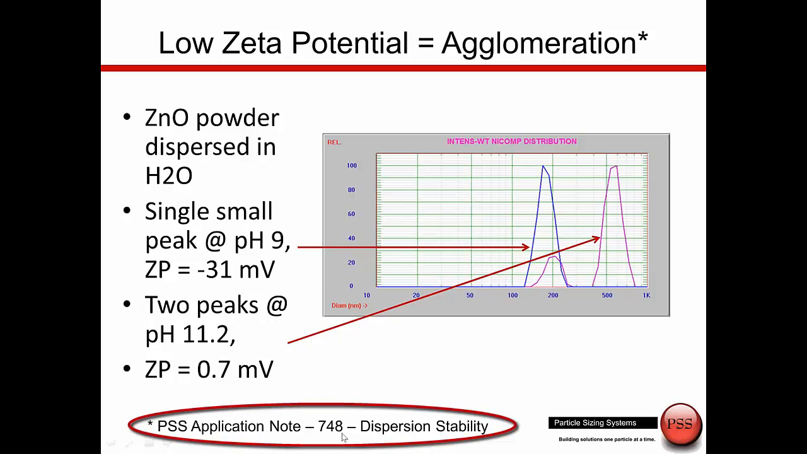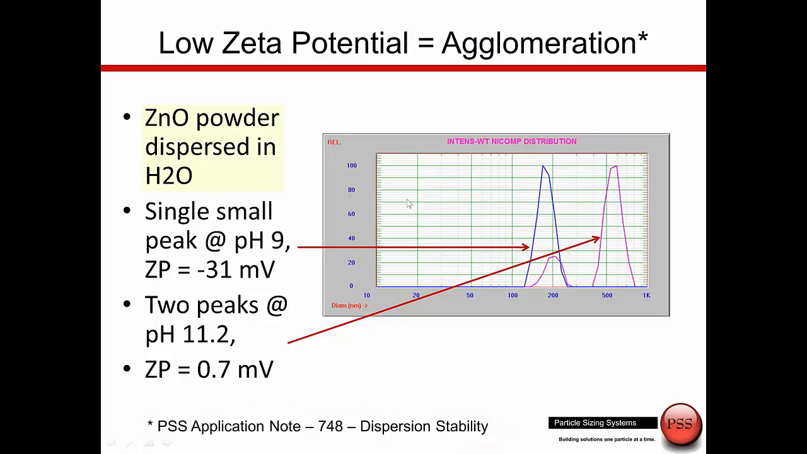This is a result which I actually have in another application note you can find on the website on dispersion stability. This is zinc oxide. What you see here is where we have a zeta potential that is very low at 0.7 millivolts. We're actually starting to see, here's the primary particle, then we start seeing aggregation. Whereas when I measured the sample after I had brought the pH up to 9, where I had a zeta potential of minus 31 millivolts, we have just the primary particles and no aggregates. So we're often interested in what surface chemistry properties create a higher zeta potential to create a more stable dispersion. So zeta potential is used for all kinds of samples to measure stability.